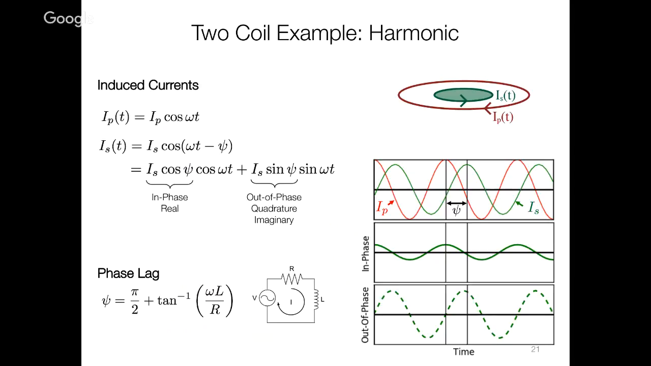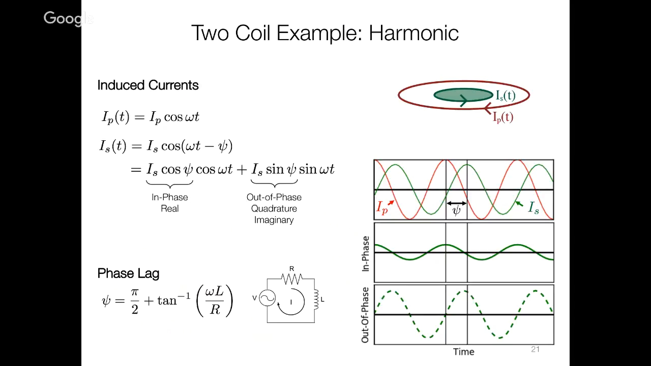This part is varying as sine of omega t, and so its amplitude, the cosine is like this, and the sine is this, right? So it's out of phase. We sometimes refer to that as the out-of-phase part, the quadrature part, and for mathematical reasons, we sometimes call it the imaginary part.